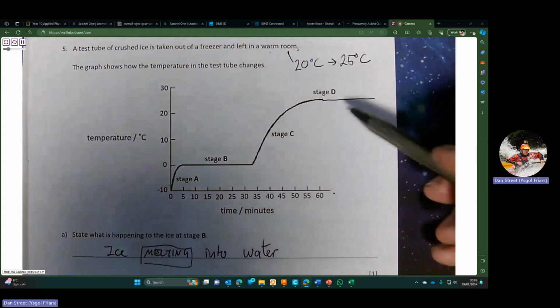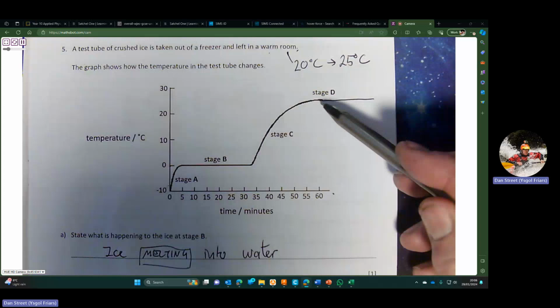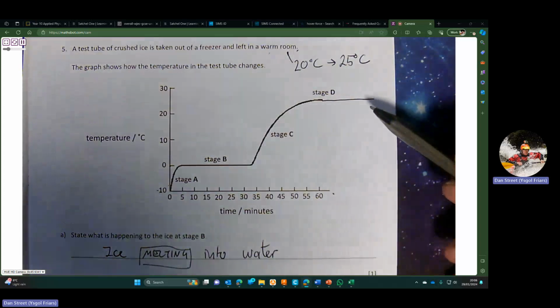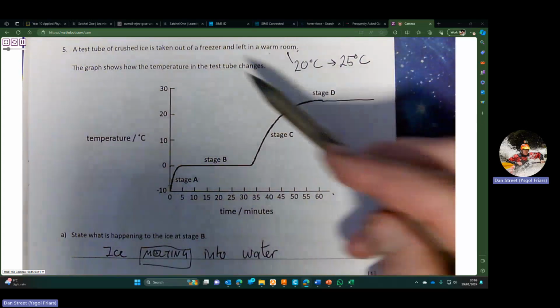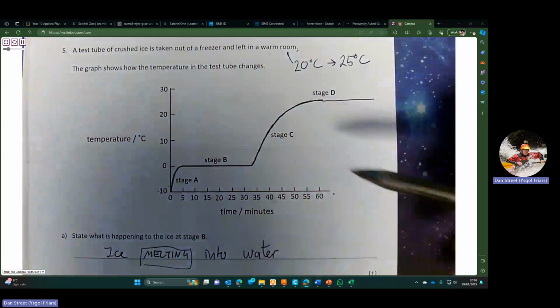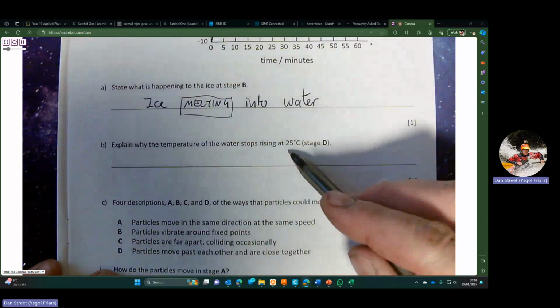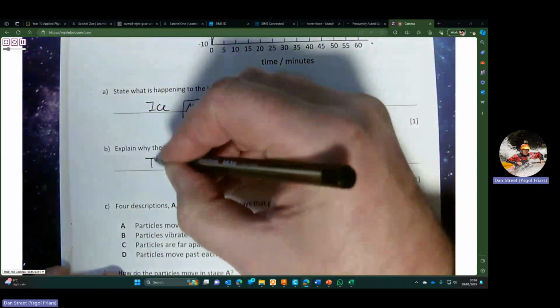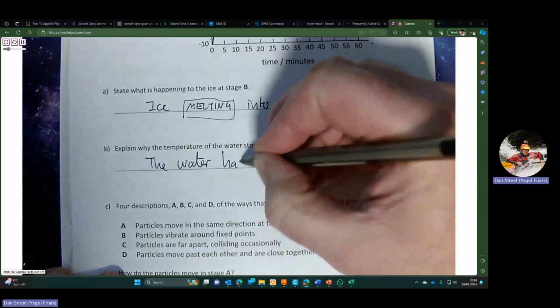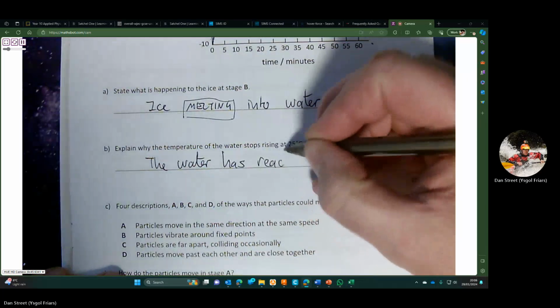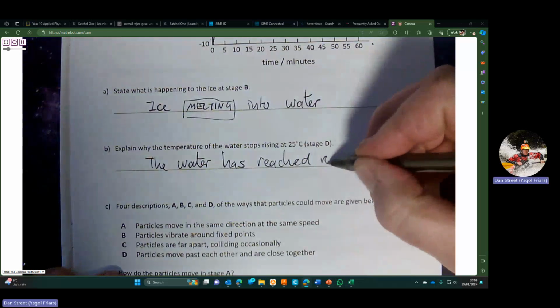Okay, so basically the water here has reached the temperature of the room. It can't go any higher because it's not being heated with a Bunsen burner. Okay, so there's no mention of Bunsen burner here, so it's reached room temperature. All right, so the water has reached room temperature.